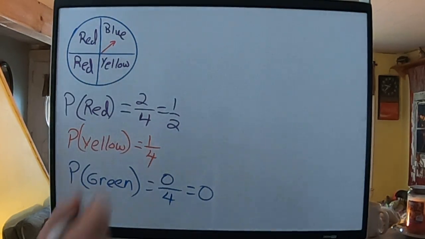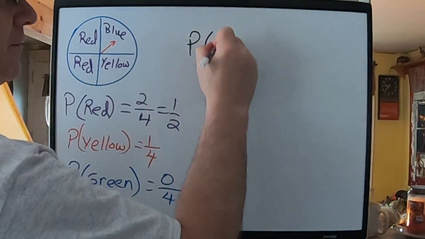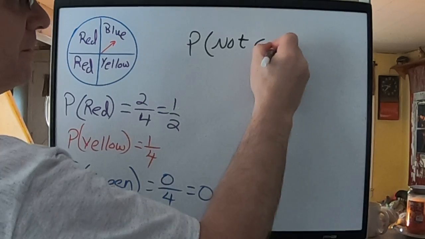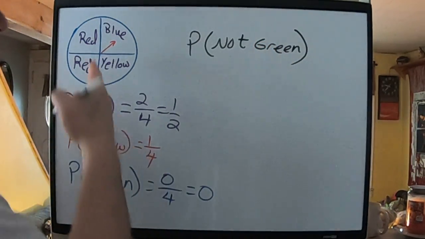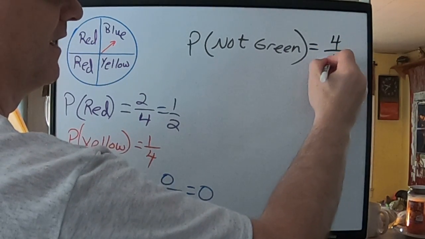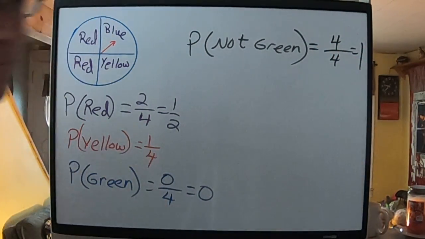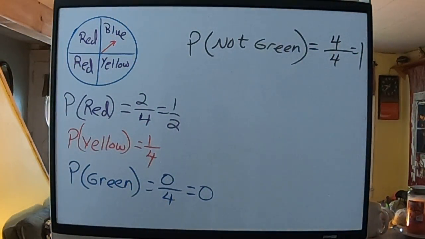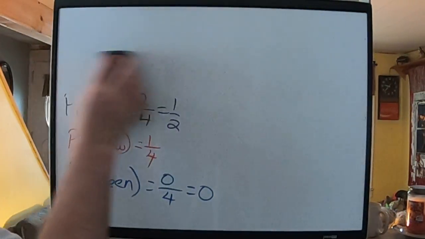And finally, not green. Well, how many of these colors are not green? All 4. Out of 4, or 1. 1 is, if you were doing percentages, 1 is actually 100%. Because you do the decimal, but we're not talking percentages, so we don't want to get confused with that. All right, let's take a look at what else we have here, and then we'll get right to the homework.